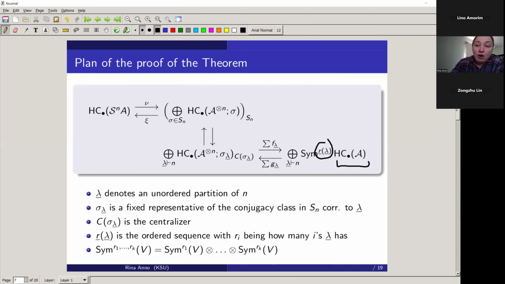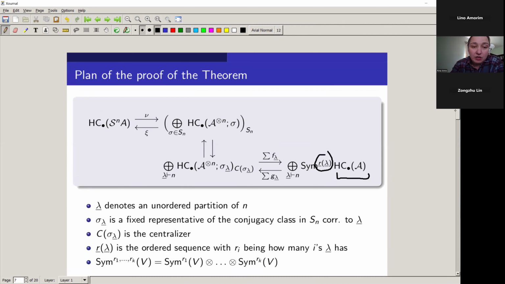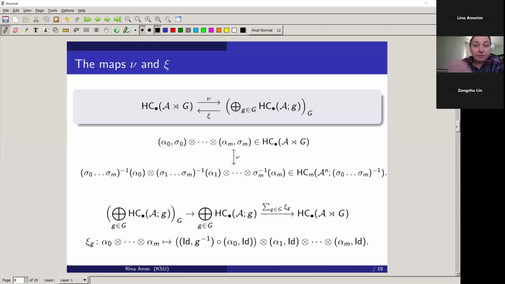Now, how are we going to do this? First, the maps nu and xi, between the Hochschild homology of a smash product of a category and a group, and the coinvariants inside a sum over all elements of a group, HCA twisted by G.